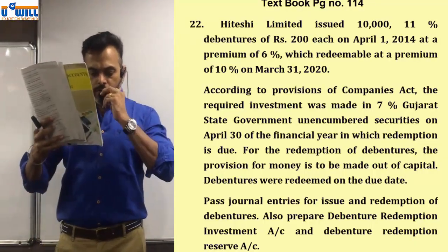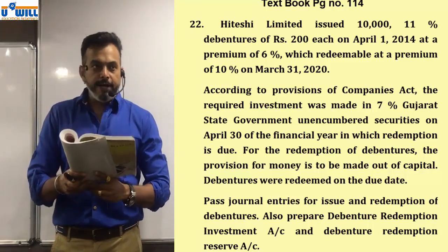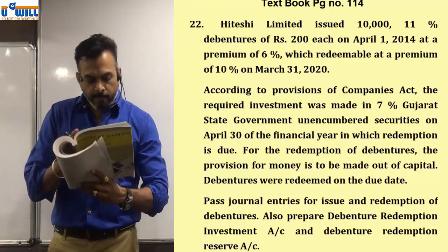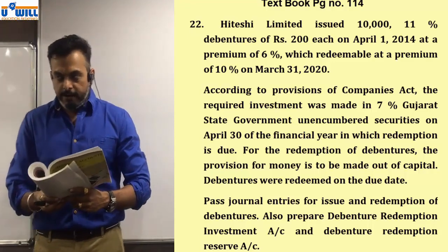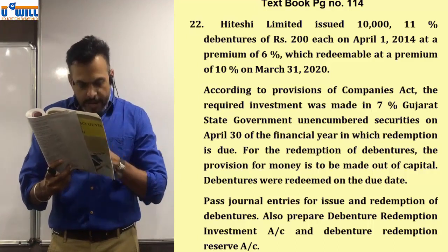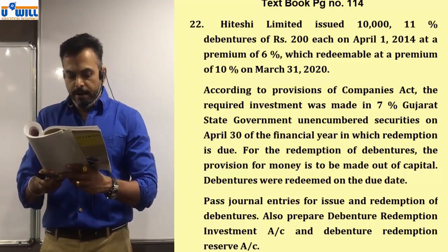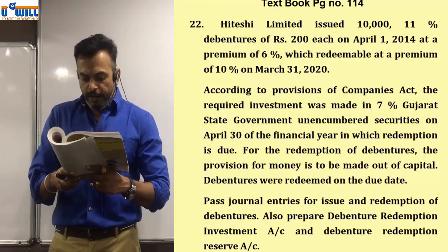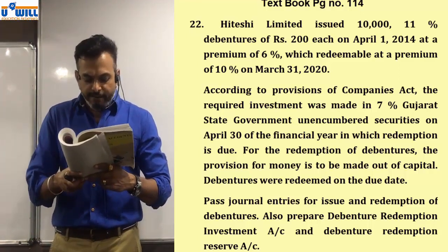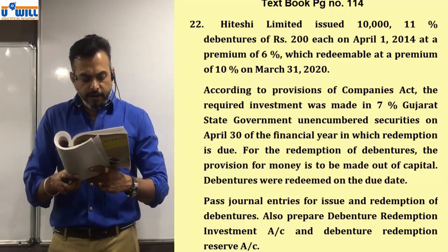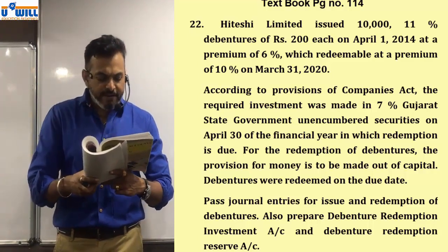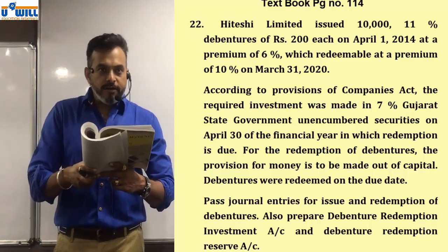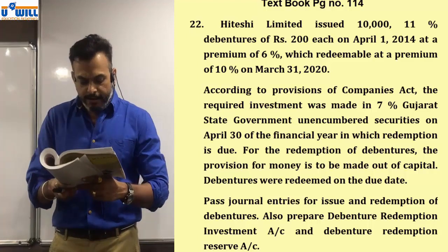Page 114, question number 22. Please look into the book. यहाँ पे कुछ अलग है. Hiteshi Limited issued 10,000 11% debentures of 200 each on April 1, 2014 at a premium of 6%, which are redeemable at a premium of 10% on 31st March 2020.